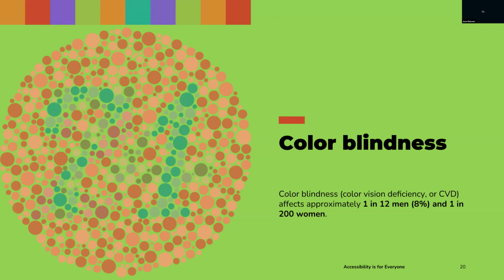So color blindness is one of the reasons why we also don't want to rely on color alone to communicate information. Color blindness in general affects men more than women. So 1 in 12 men and 1 in 200 women is affected by one of the forms of color blindness. It can range anywhere from the red-green to the full-on gray.